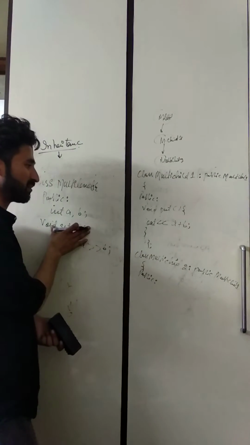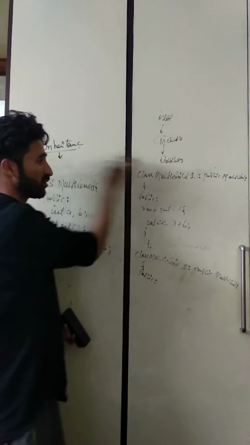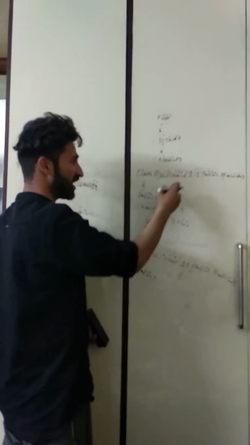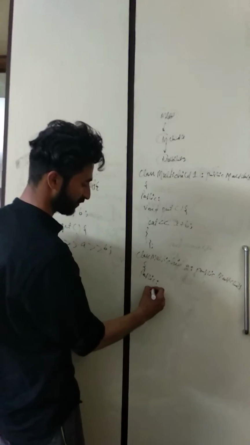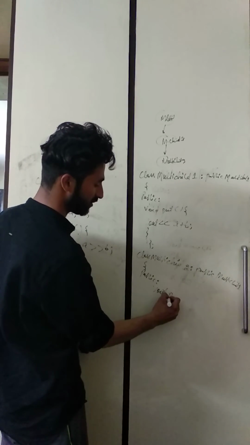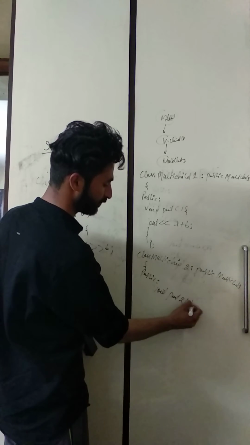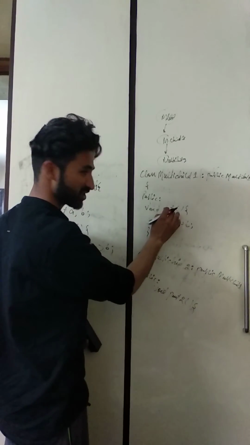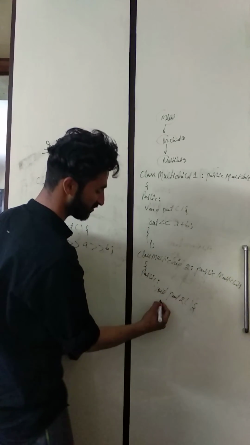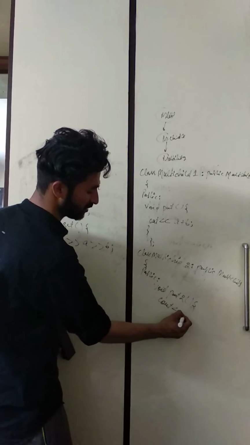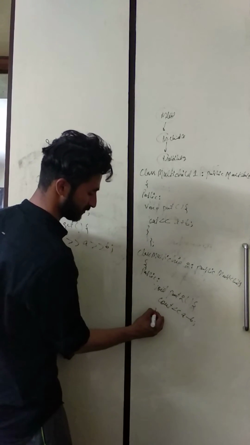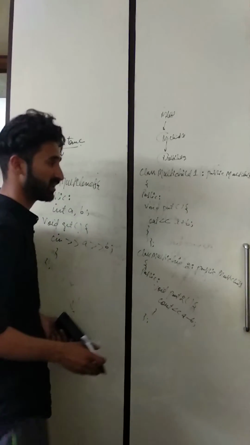All the data members and member functions of multi-level go to multi-child 1, and all the data members and functions of this class go to multi-child 2. I am writing void put 2. Put 2 is another function. I am writing here cout a minus b. Suppose I am subtracting in this class.